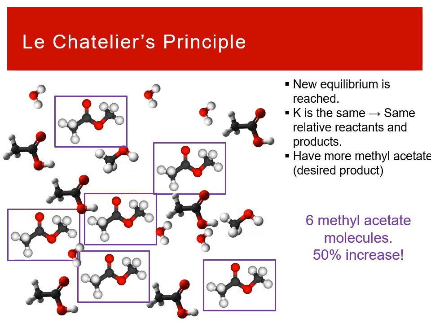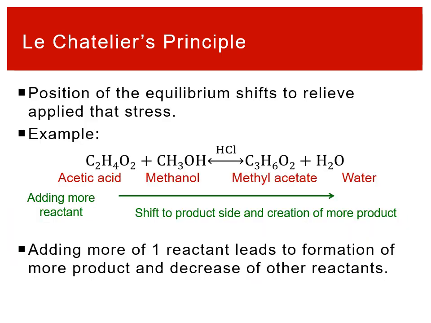We can force equilibriums to shift. We add only one reactant and we make more product at the expense of the other reactant. And generally we can choose, we add a bunch of extra of whatever's cheaper, right? We use the cheaper one and then we get as much product as possible. And so this idea that the position of equilibrium shifts to relieve applied stress, that is Le Chatelier's principle.